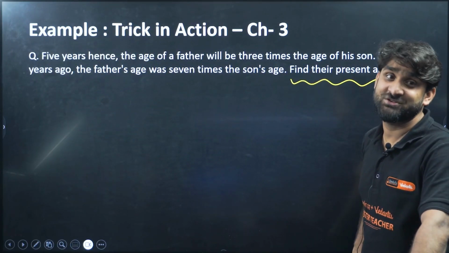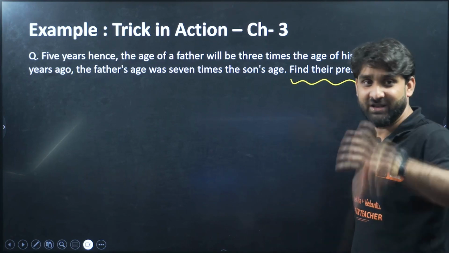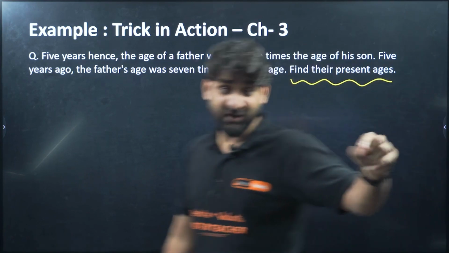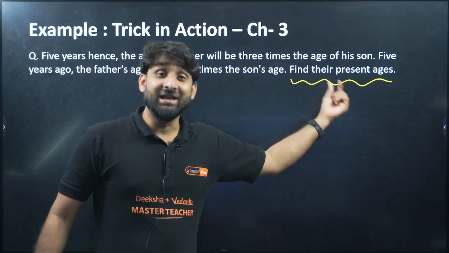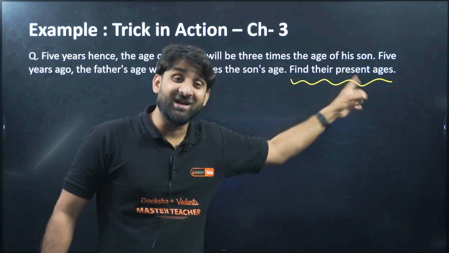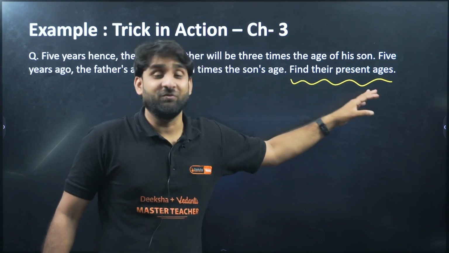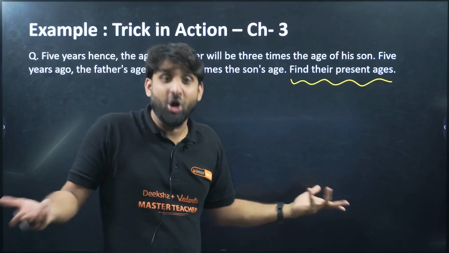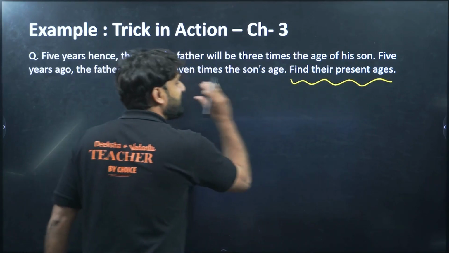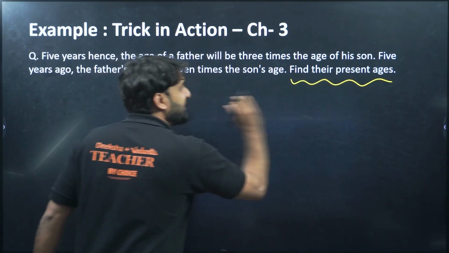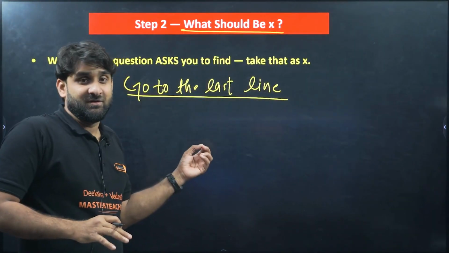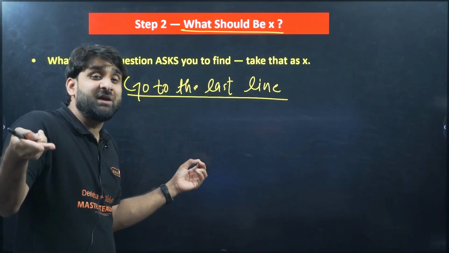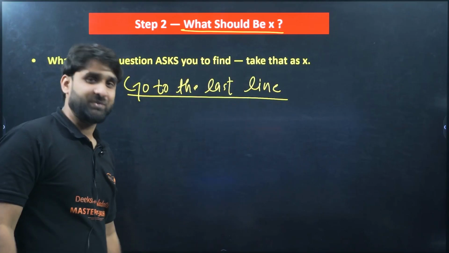Find their present ages. So in this question, 2 persons are there, father and son, and the question is asking us to find out the present ages. So always let the present ages, because this is the last line, be the unknowns. So let the father's present age be X years, let the son's present age be Y years. So always assume X by going to the last line.